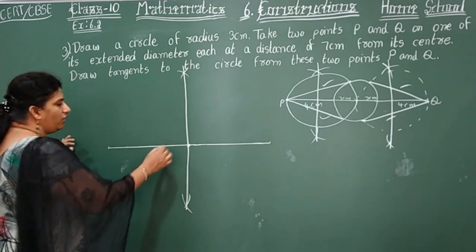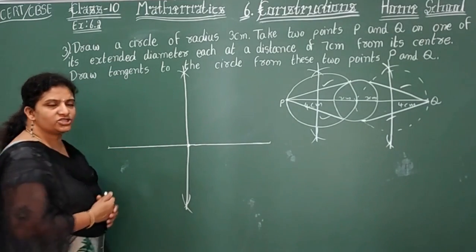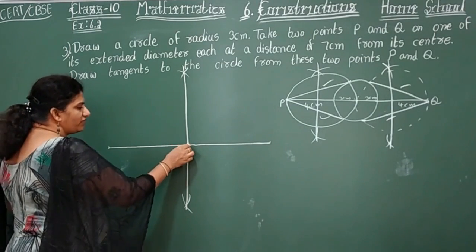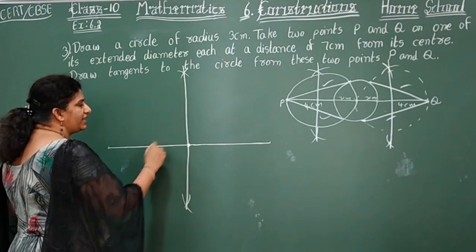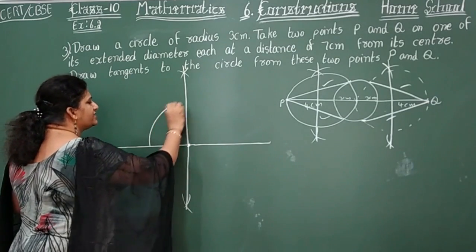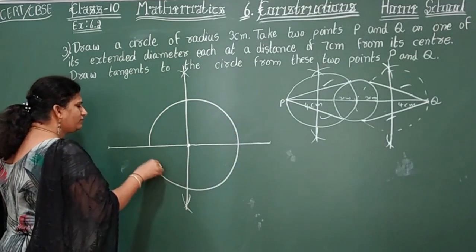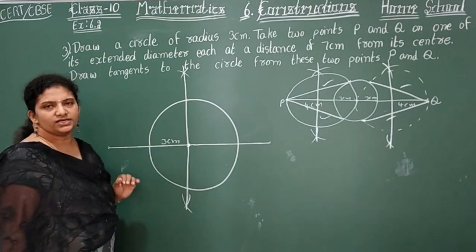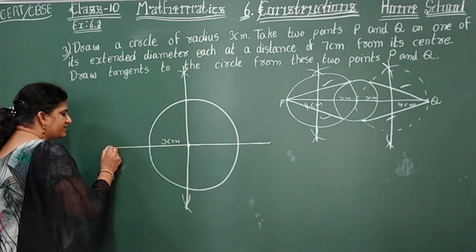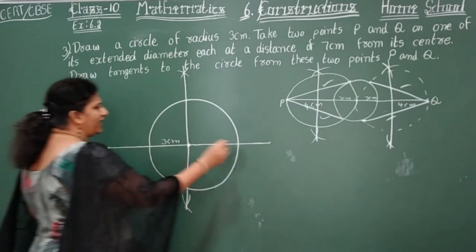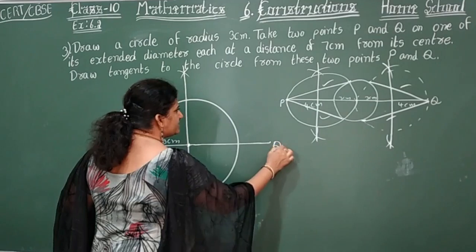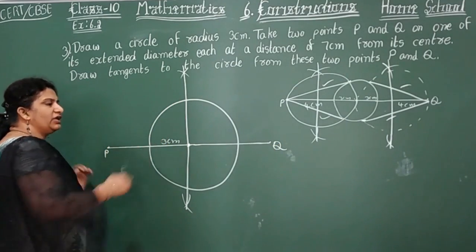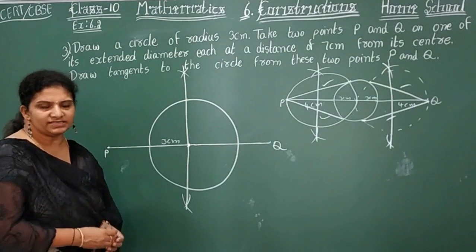So now what is the line measurement here, children? It will be 14 centimeters. So now with this as a center, what is the radius here? With 3 centimeters as a radius, draw a circle. Then this is the extended point P and this is Q. Okay, so now from P and Q, draw 2 tangents, as asked.